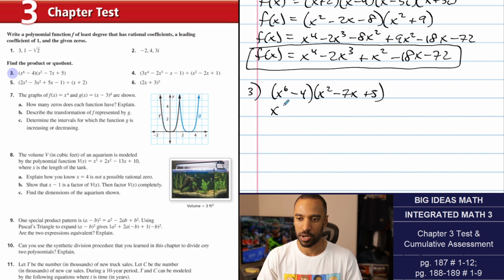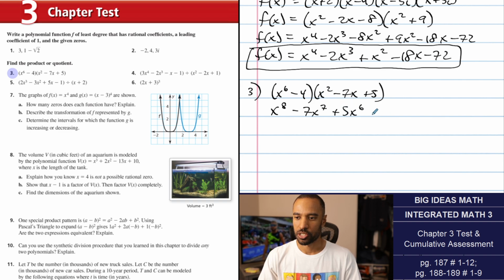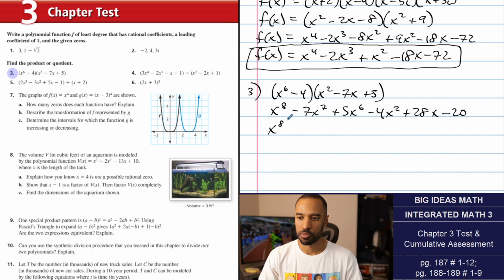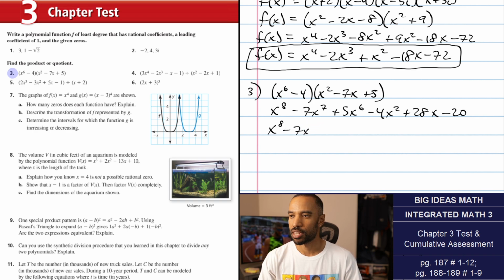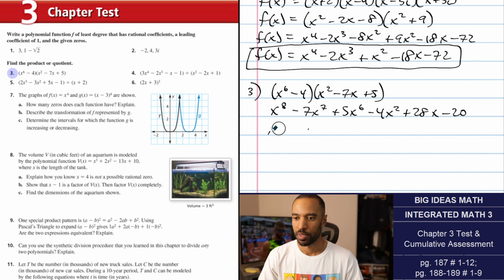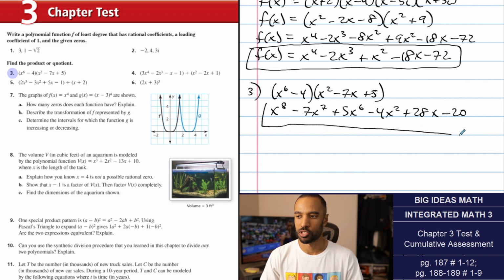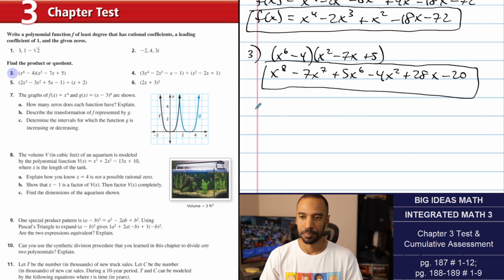X to the 6th times x squared is x to the 8th. Remember, we add our exponents. So we get those 3 first. Negative 4 will now distribute into these 3, like that, and combine like terms. And by the way, I'm writing everything in standard form. Oh, no, nothing to combine, guys. That's it. And this is in standard form as well, descending order of degree. We're all good. First step is the final step. Thank you for the question.